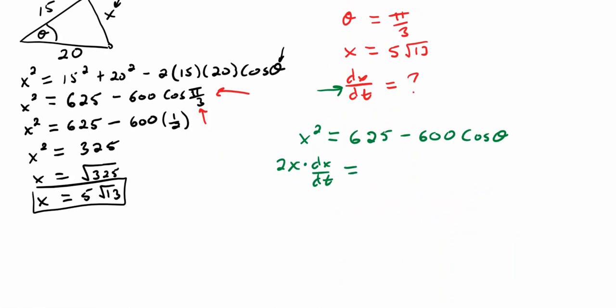It is equal to the derivative of 625, which is 0, so that's gone. And then that'd be minus 600, and then the derivative of cos is plus 600 sine. So negative sine theta. Anything else?